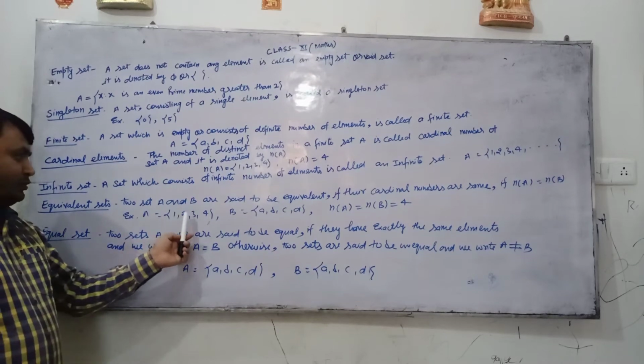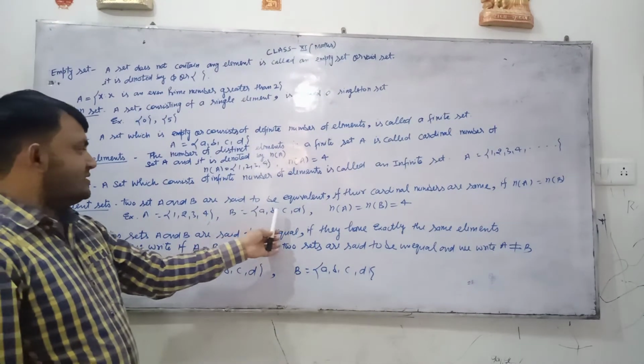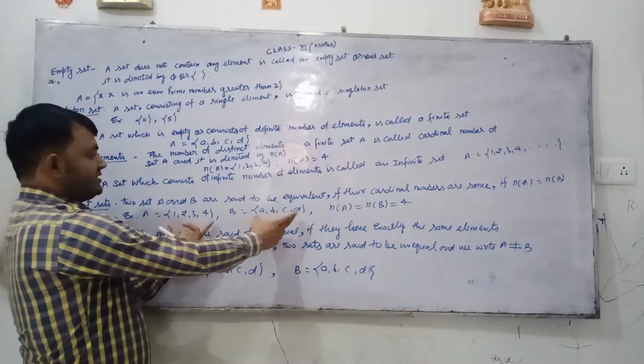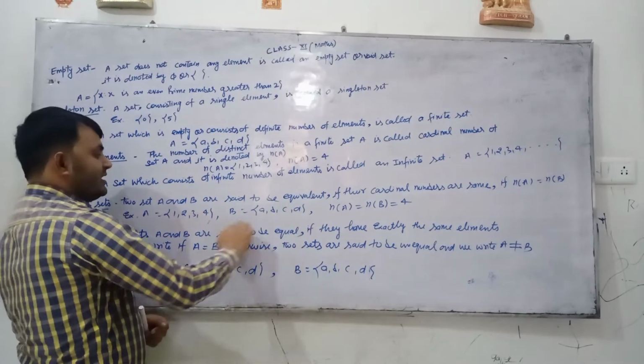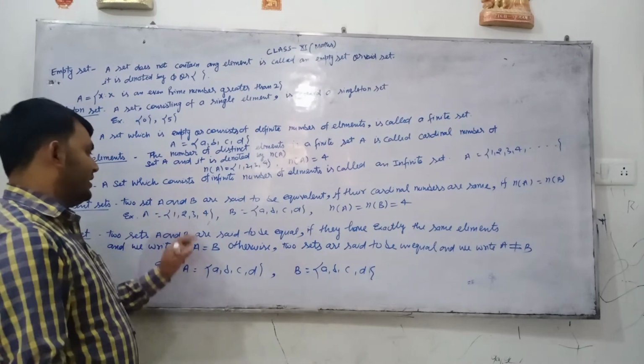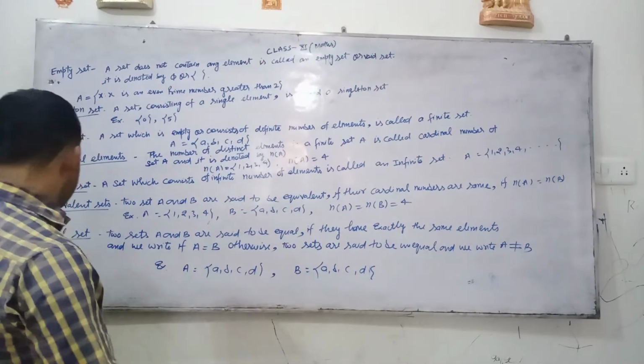A equals {1, 2, 3, 4}. B equals {A, B, C, D}. In both sets, the number of elements is the same. 4 elements are here, though the elements are not the same. So they are equivalent, as the number of elements is the same.